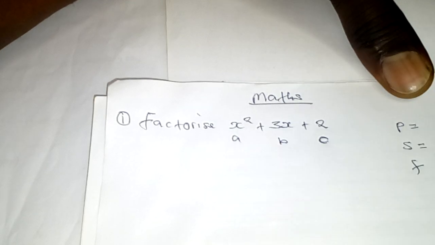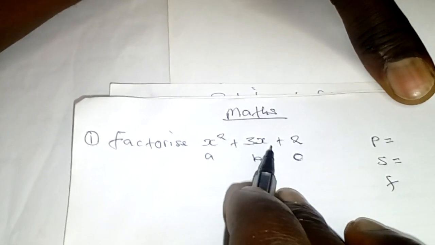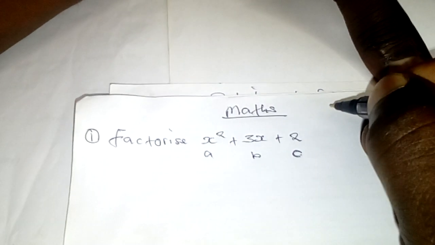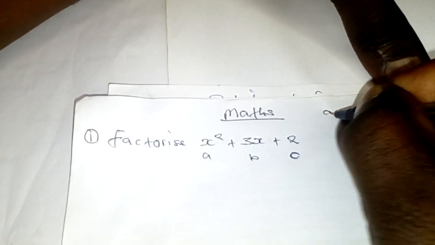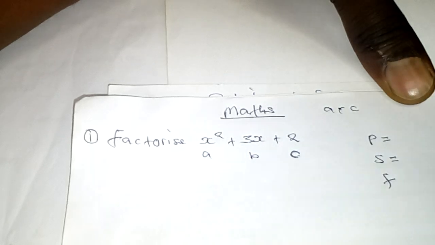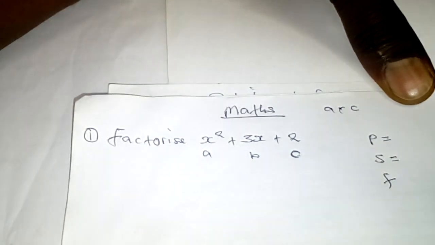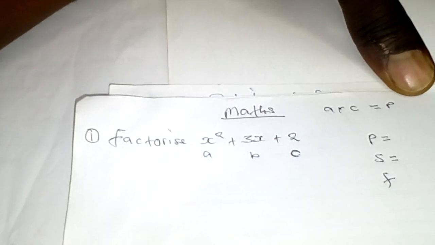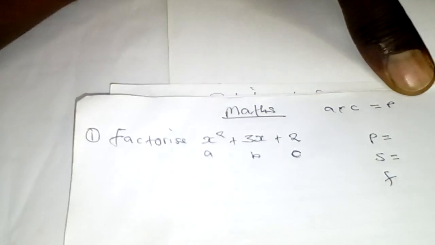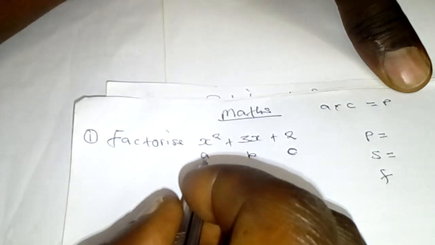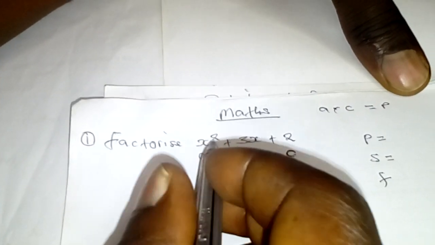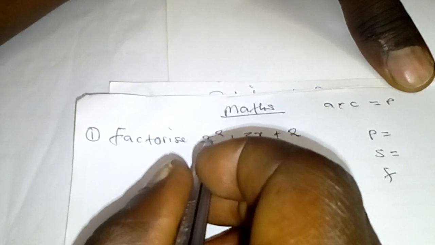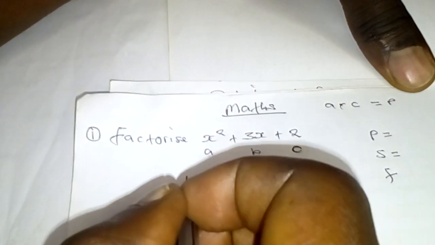Now how do we get the product from the same question we have here? The product is obtained by multiplying the first term by the constant, which is a times c. If we multiply this, we're going to get the product. So from this expression, what is our a? Our a is here, x to the power 2. What is its coefficient? The coefficient of x to the power 2 is 1.